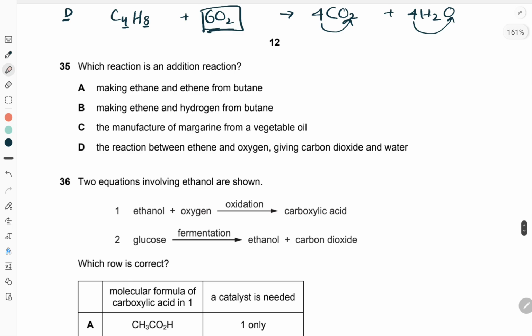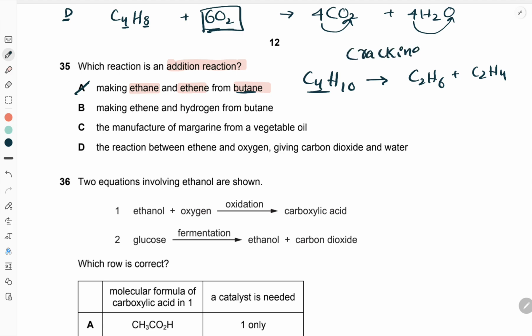Which reaction is an addition reaction? It is given by unsaturated hydrocarbon, making of ethane and ethene from butane. So this butane C4H10, we are making ethane C2H6 and we are making ethene C2H4. This is not addition but cracking. We are breaking a larger hydrocarbon. So this is incorrect. This is cracking. Making of ethene and hydrogen from butane. Again, this is cracking because cracking produces smaller alkane and hydrogen gas.